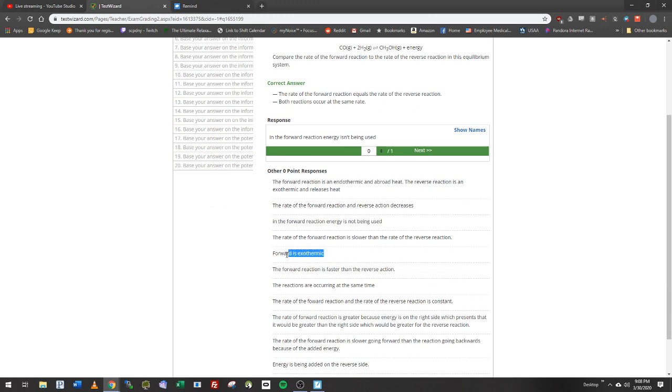Somebody said here the forward is exothermic. Like, that's a true statement. Forward is exothermic, but it has nothing to do with the rate of the forward versus the rate of the reaction going in reverse. You're not answering the question.